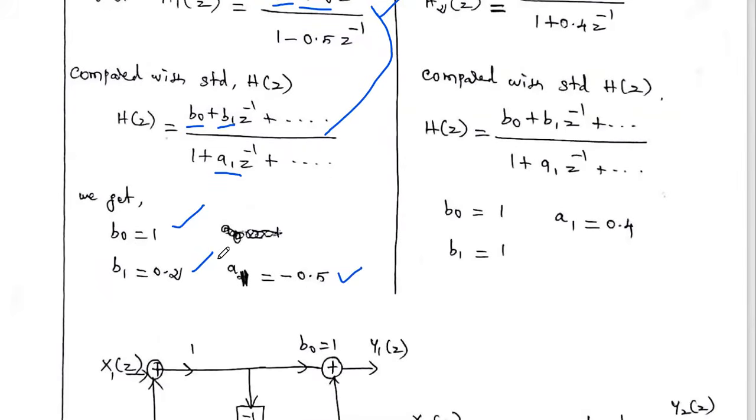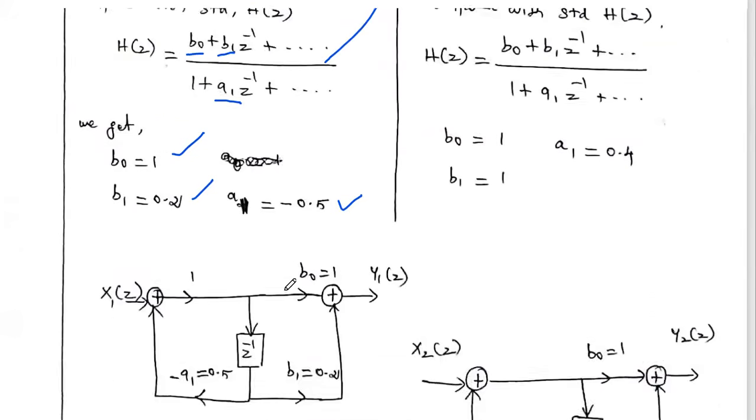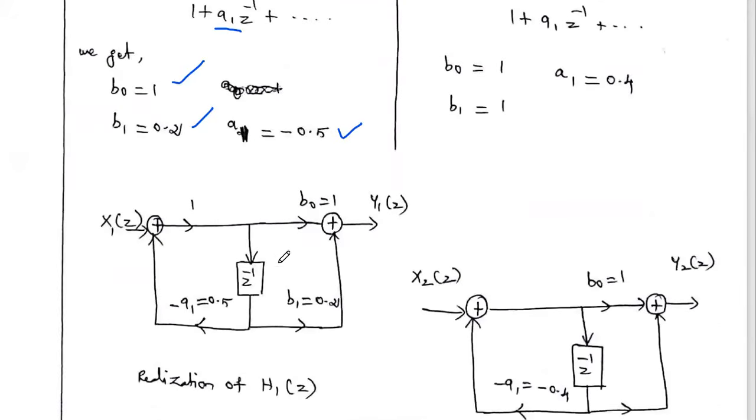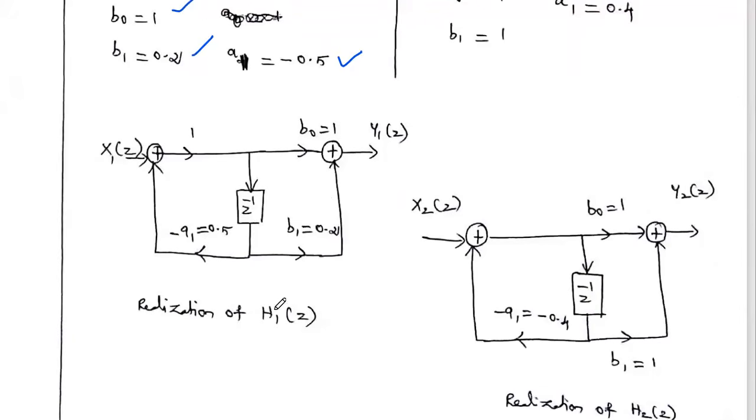Once you have calculated these, you just draw the direct form 2 diagram. This is a first order system, so only one delay element will come. If there are two delay elements, it is a second order system. So this is the first order system. You already know the direct form 2 diagram general structure, so this is the direct form 2 diagram.